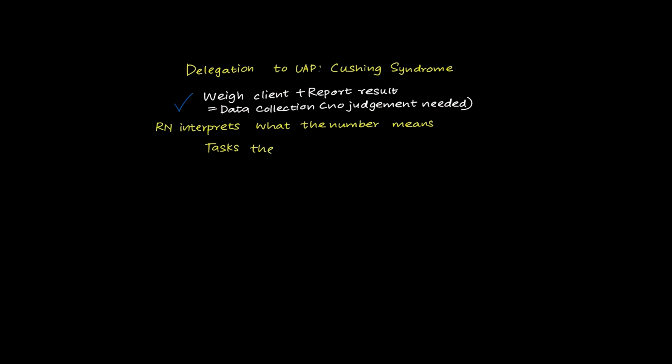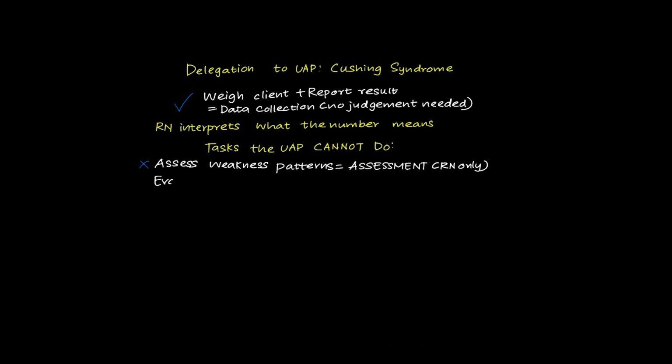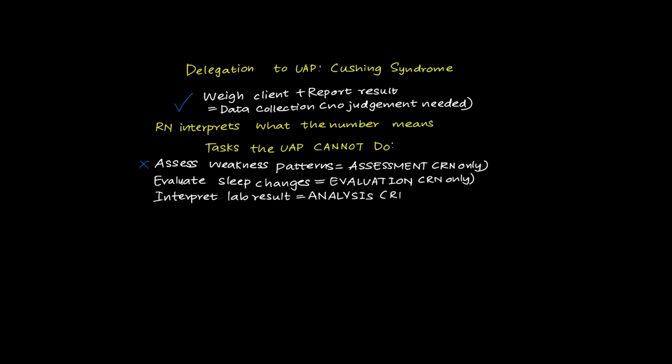Assessing for weakness patterns? That's assessment. The UAP doesn't assess. It requires interpreting neuromuscular findings and connecting them to the disease process. Evaluating sleep quality changes. That's evaluation. Another core nursing function. The UAP can report that a client didn't sleep, but analysing the pattern and its clinical significance is RN territory. Interpreting lab results? That's analysis requiring advanced clinical knowledge. No part of lab interpretation belongs to the UAP.